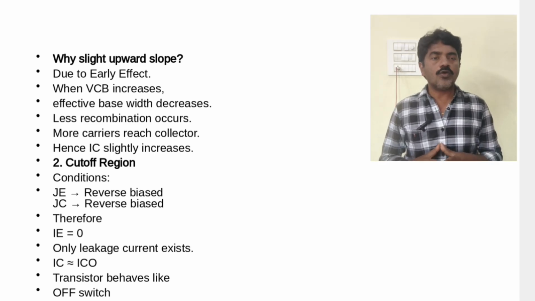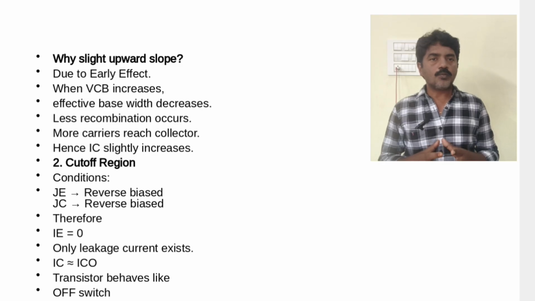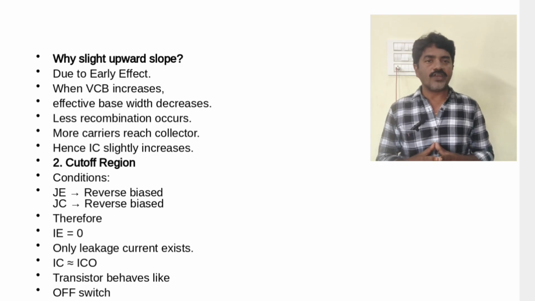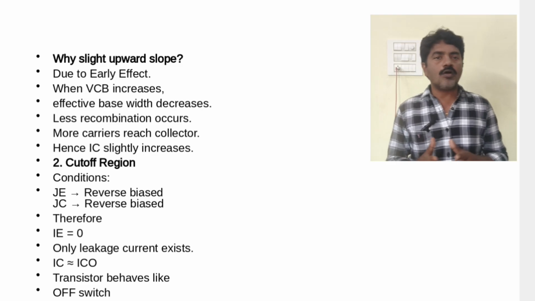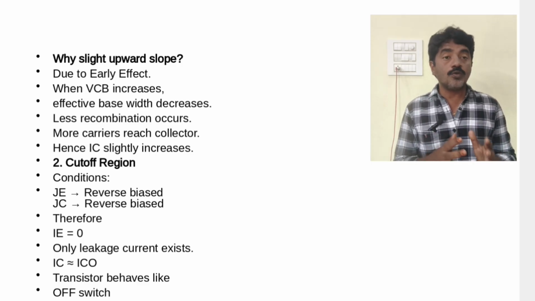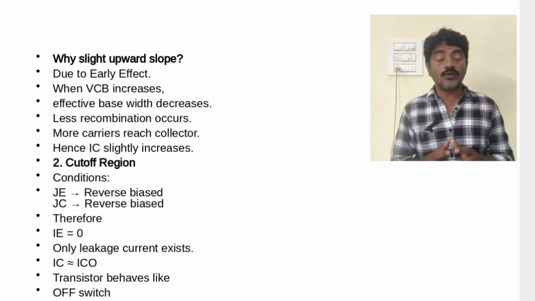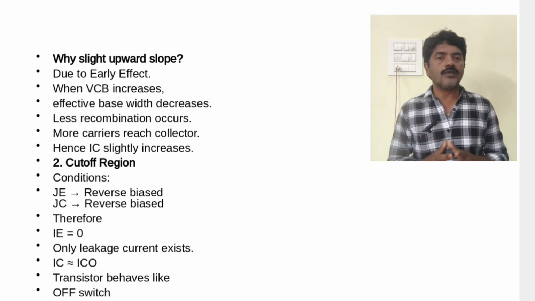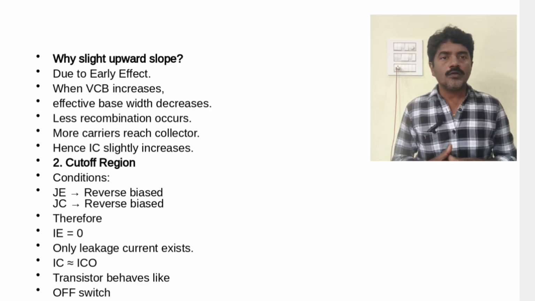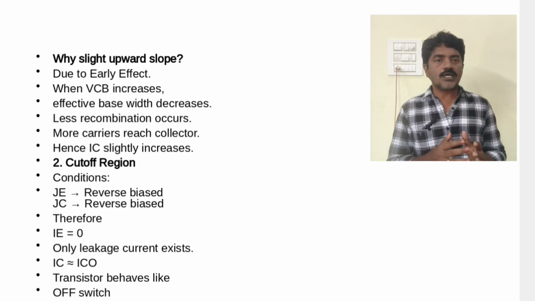Why is there a slight upward slope? This upward slope is due to the early effect. When the output voltage VCB increases, the effective base width decreases. There is less recombination, since you already know the base is lightly doped. That's why recombination in that region is very less. More charge carriers reach the collector region. Hence, IC slightly increases, and the output current slightly increases.